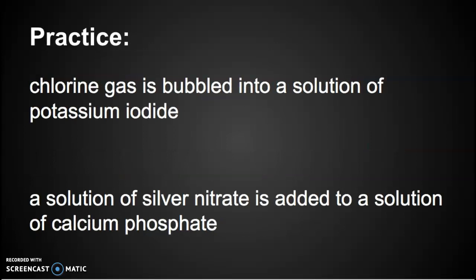Let's run through a couple of these. Here we have chlorine gas is bubbled into a solution of potassium iodide. So again, looking at this one, chlorine gas, you got an element by itself, and then you've got a compound. Hopefully there you realize you should be thinking single replacement. Or a solution of silver nitrate is added to a solution of calcium phosphate. So here we have a compound, silver nitrate, and another compound, calcium phosphate. Go ahead and pause the video again. Try and write out these equations, predict the products, and balance them. When you're ready, you can unpause the video.